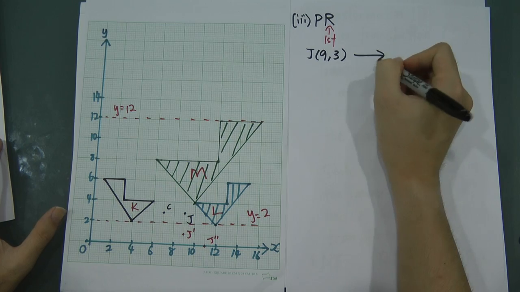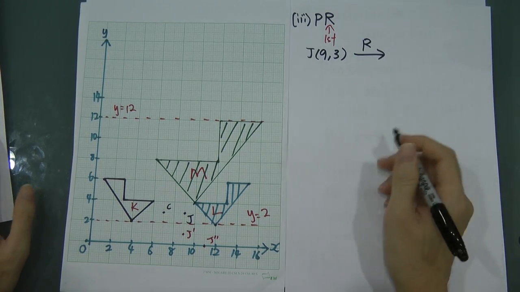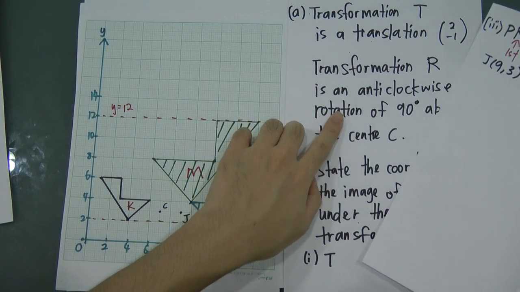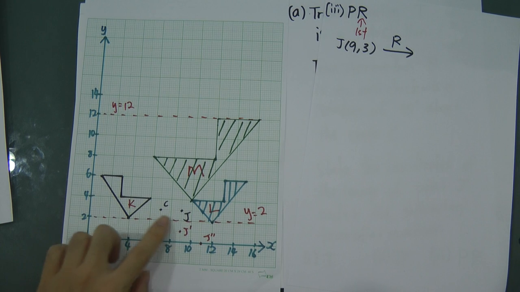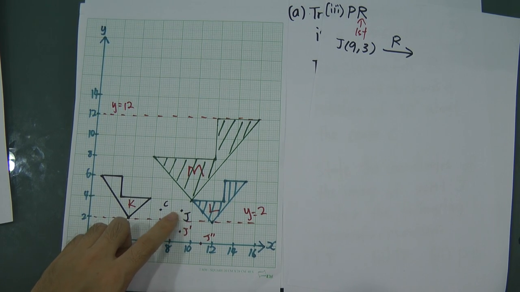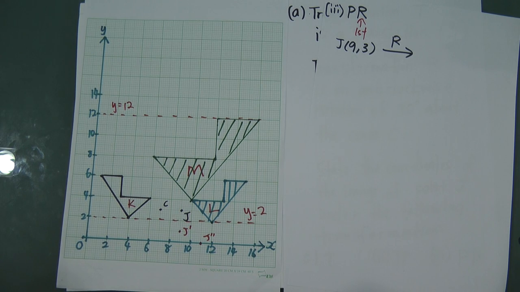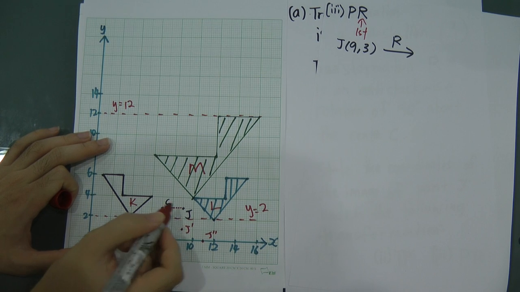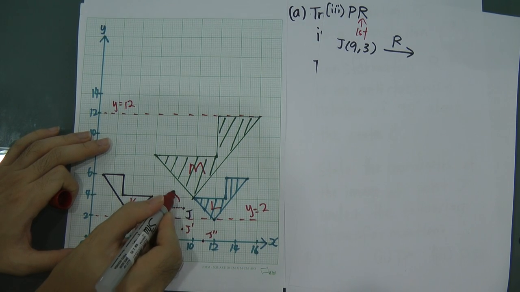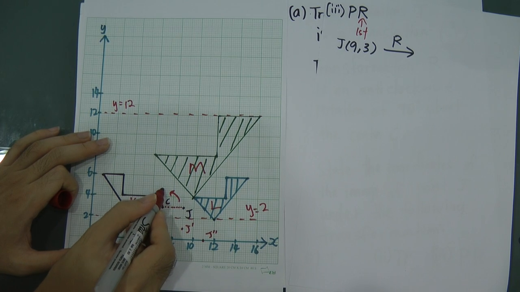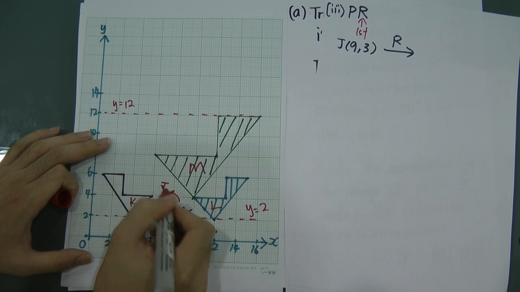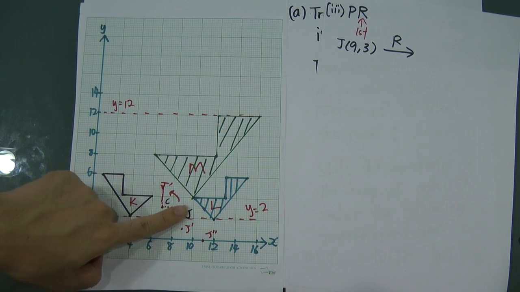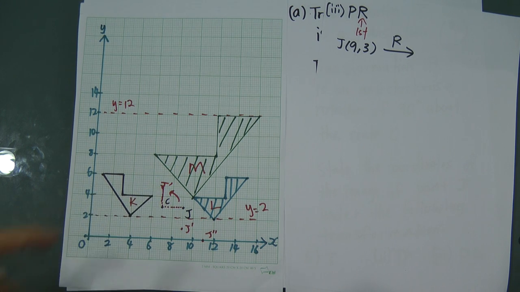Now if I perform R, I'm going to rotate. What is R? R is a rotation anticlockwise 90 degrees. You see from here, this is the center point. If I rotate anticlockwise 90 degrees, I have to rotate like this, forming a 90 degree angle at C. So my J image will be here. From here I rotate 90 degrees, and I will go to the J image here.